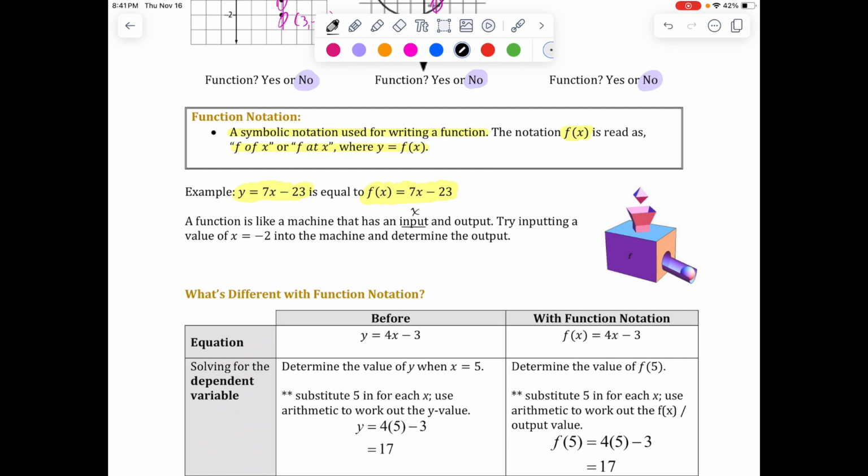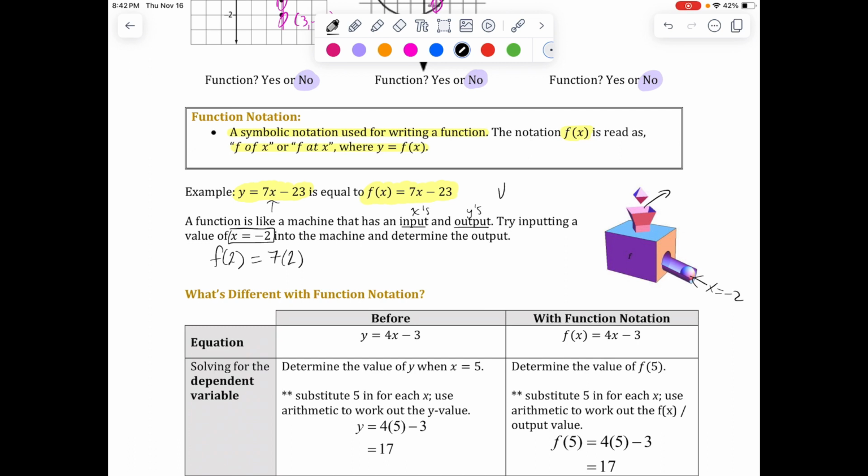Okay, our input is our x's, and our output is our y's. Try inputting a value of x equals -2 into the machine and determine the output. So I'm going to put an input of, I guess it's going right here. We're putting x equals -2 into the machine, and what's going to come out? Well, if we put x into this machine, that's like saying the value of the function when x is 2, f at 2, which means 7 times 2.